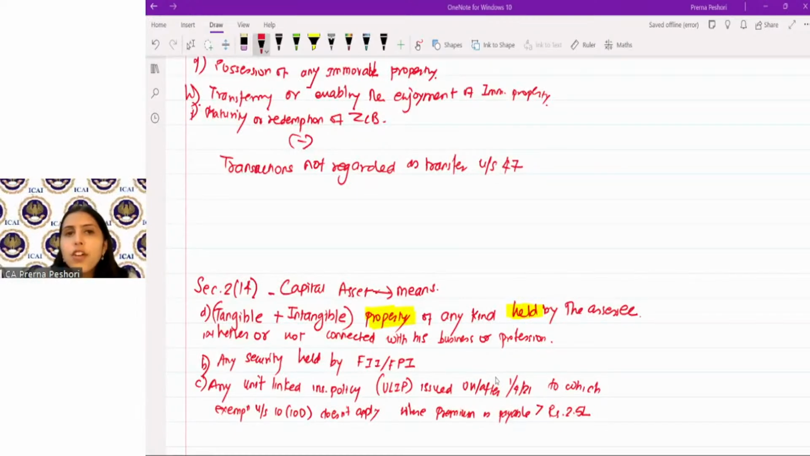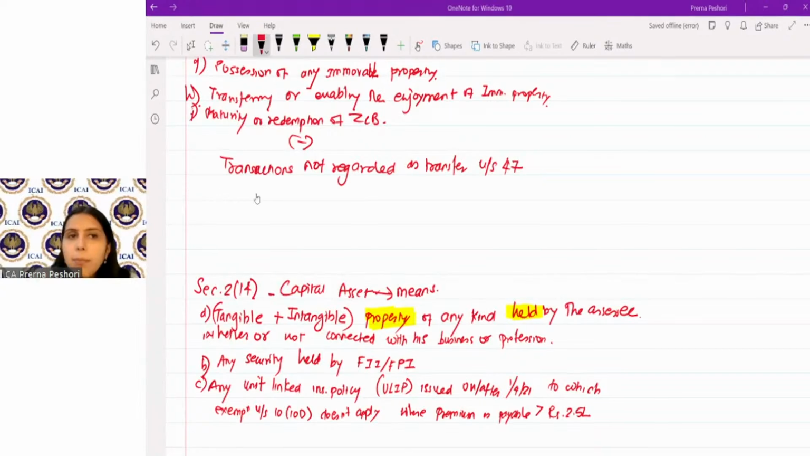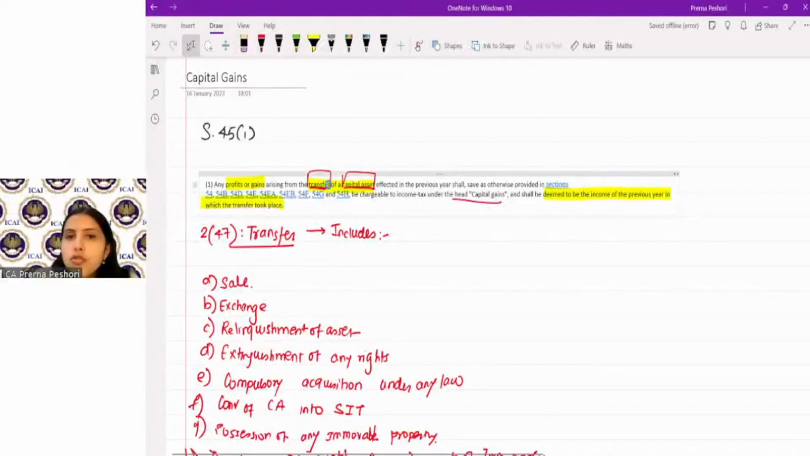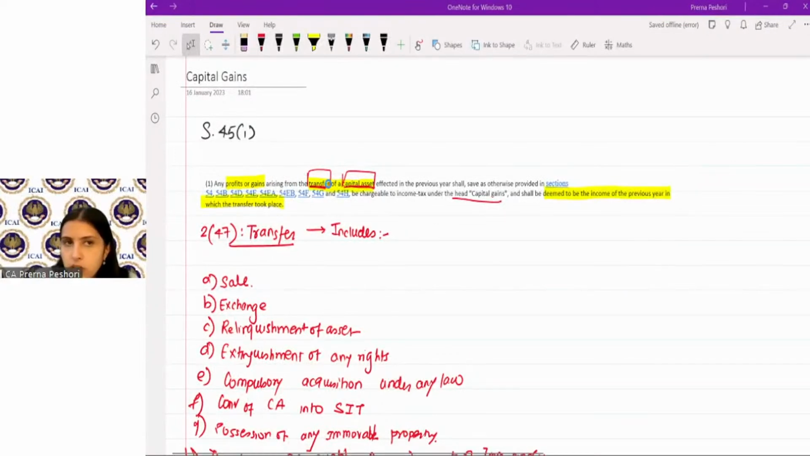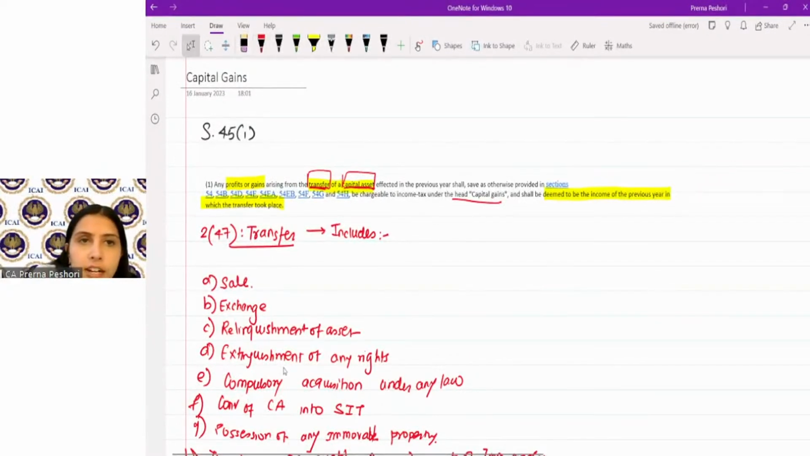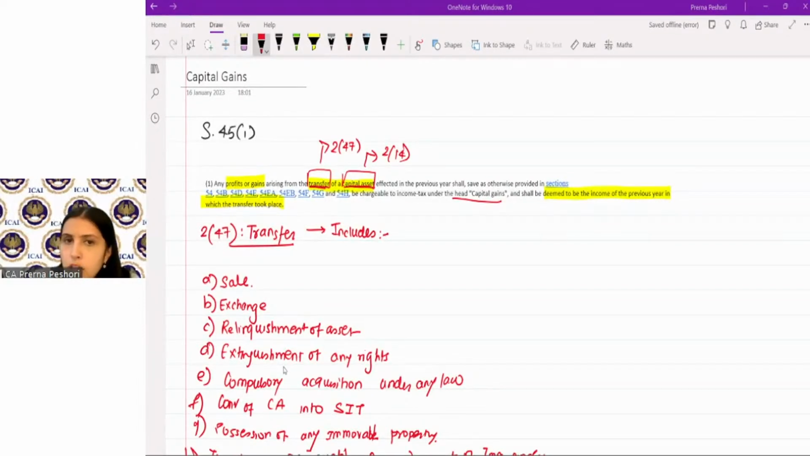So first is 45(1). What does it say? Any profit or gains arising from the transfer of a capital asset. So transfer is defined under section 2(47). Capital asset is defined under section 2(14). Right? It shall be deemed to be the income of the previous year in which the transfer takes place. So there should be transfer of a capital asset, and under section 2(14), and it will be deemed to be the income of the previous year in which the transfer takes place.